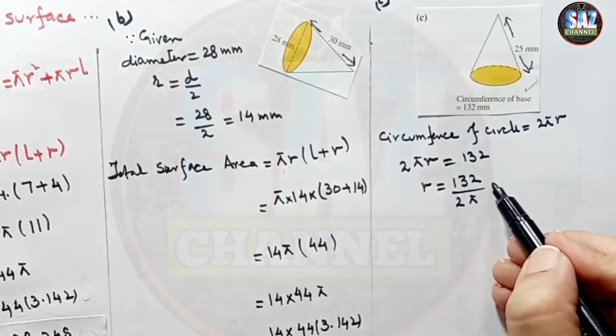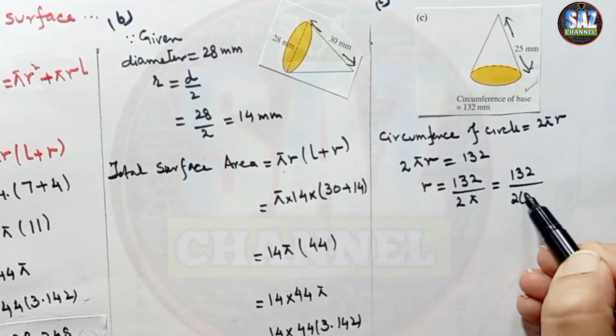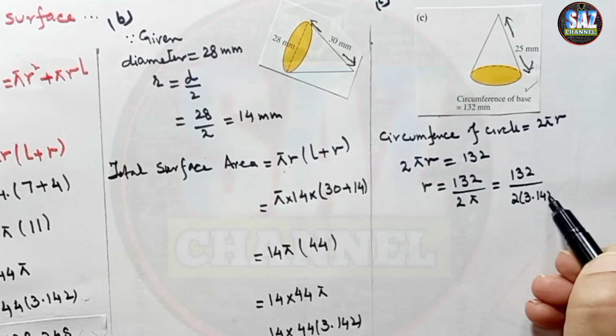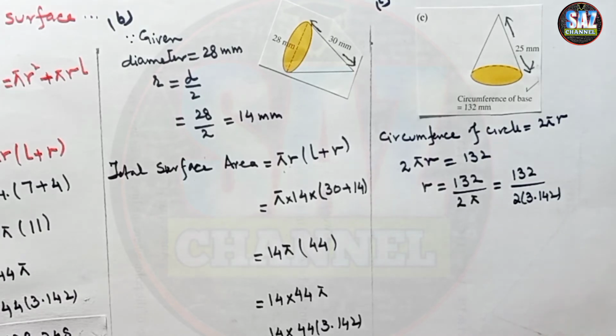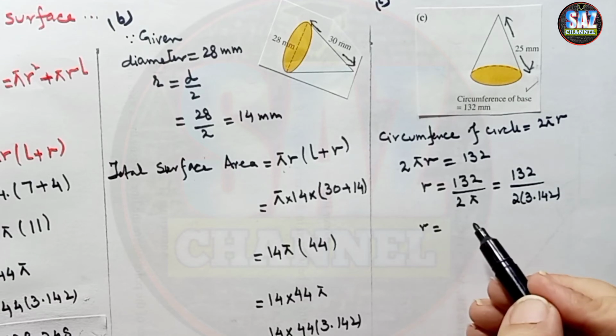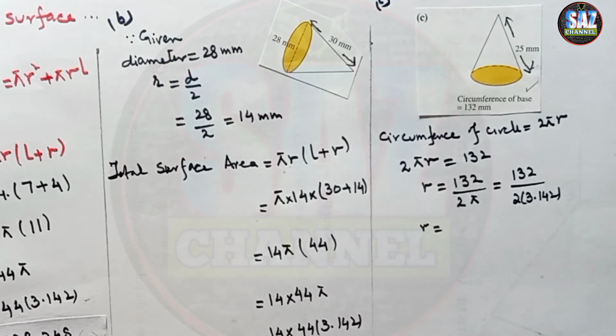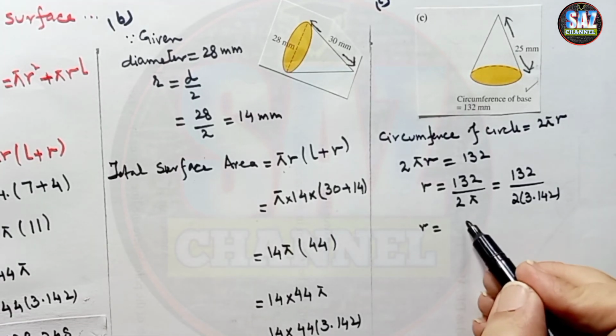Okay, and now what I have to do is 132 divided by 2 into 3.142, because the book is not asking us which value of pi we'll be using, so we will be preferring the value of pi 3.142. 2 times 3.142, this has to be 6.284.